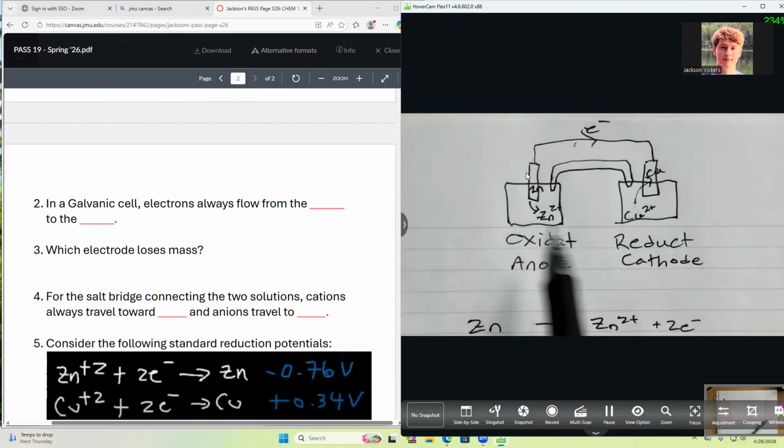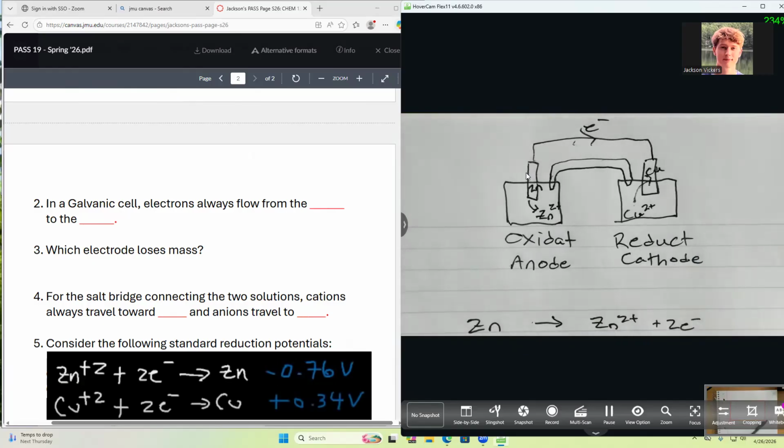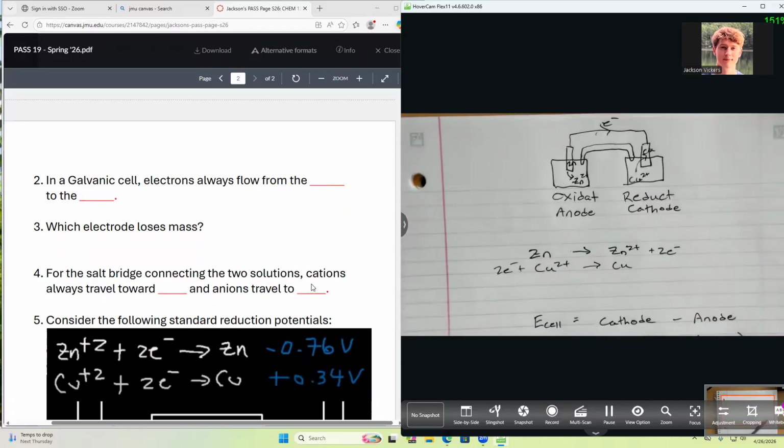because it's turning into ions that are entering the solution. Instead of being solid zinc on the electrode, that zinc turns into an ion and enters the solution, losing mass, going from solid to aqueous. Then we could reverse that and say that over here at the cathode, the electrode is gaining mass because it's doing the opposite. Aqueous ions are being plated onto the electrode, creating more solid copper. Cool. Does that make sense? Awesome. All right, next thing.